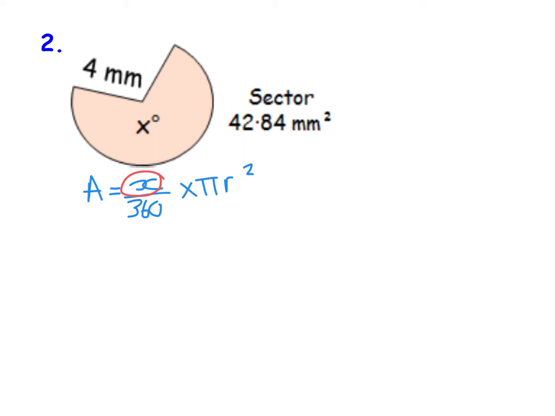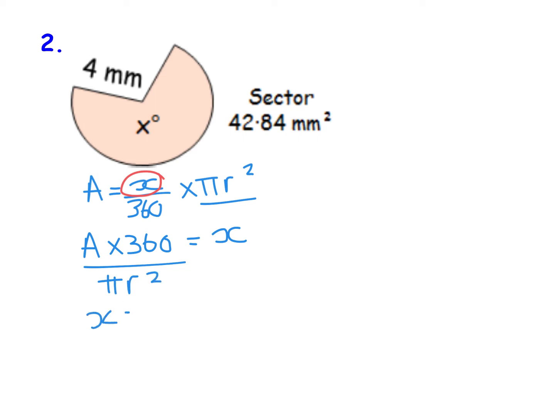So let's undo everything. I'm going to do area. The opposite of divide by 360 is to times by 360, and that'll give me x. I still need to move this times pi r squared, so that's going to become a divide by pi r squared.